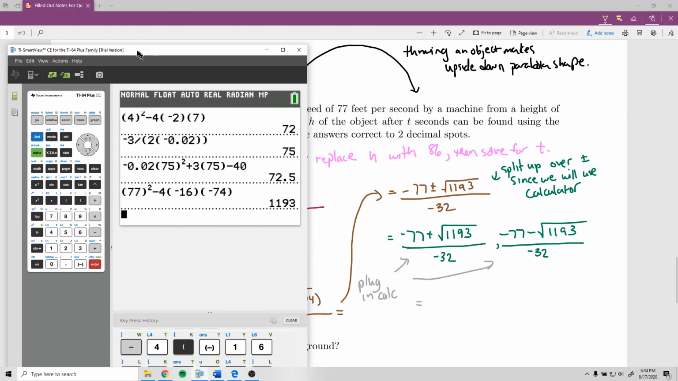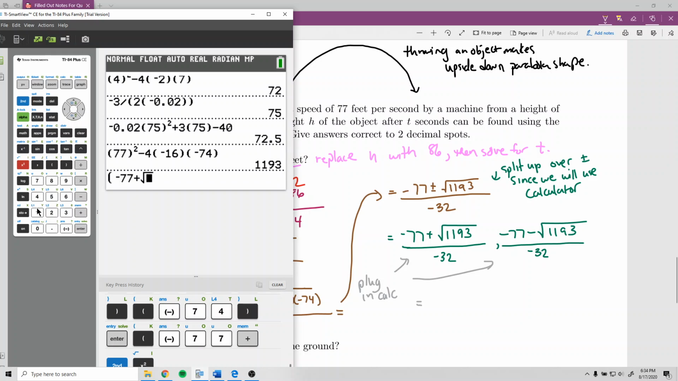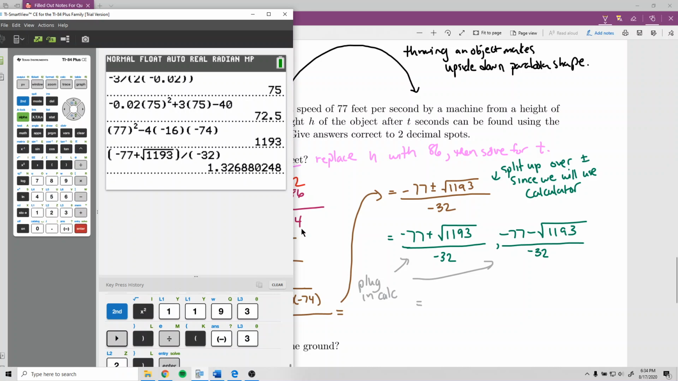Let me move this back over here. All right, so the numerator, put it in parentheses because we have this minus and plus. We got negative 77 plus the square root of 1,193. Make sure if you're on an older one, you just close the parentheses around the square root, so you'll have the double parentheses here because you have to close out the numerator. Then we want to divide by negative 32. And we get the first answer 1.33 because we rounded to 2 spots.